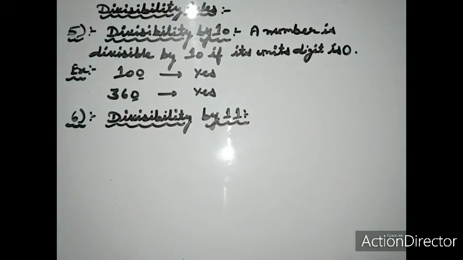In this rule, a number is divisible by 11 if the difference of the sum of its digits in odd places and the sum of digits in even places, starting from the units place, is either 0 or divisible by 11. So we say that the number is divisible by 11.